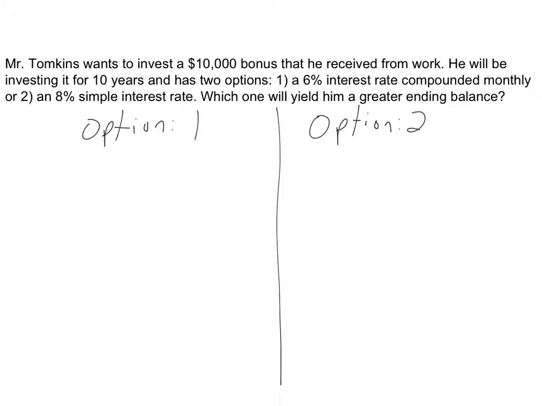Okay, so we've got two investment options here. We're both going to start with $10,000. We're going to invest it for 10 years. But in option 1, we want to do a 6% interest rate compounded monthly. And in option 2, we're going to do an 8% simple interest rate. We want to know which one is bigger. So go ahead and pause the video, solve these two problems, then hit play and see how you do.